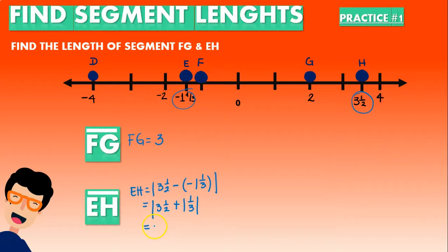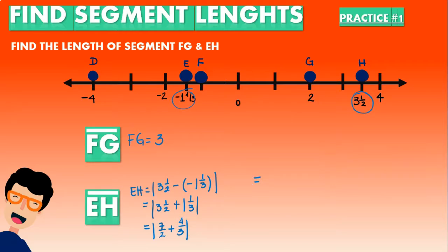right? And then because we have two mixed numbers, we're going to combine them into improper fractions. So 2 times 3, that's 6, plus 1, that's 7 divided by 2, plus 3 times 1 is 3, plus 1, that's 4, divided by 3. And we continue here on the right.